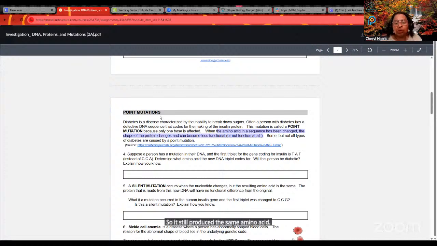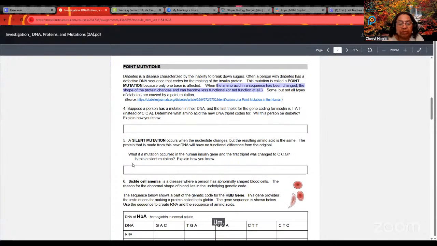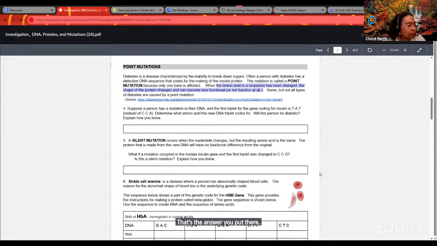So your answer here is this person will not have diabetes. This is silent because you are producing the same amino acid, so there's no change in the protein structure. That's the answer you put there. So hopefully you did that.